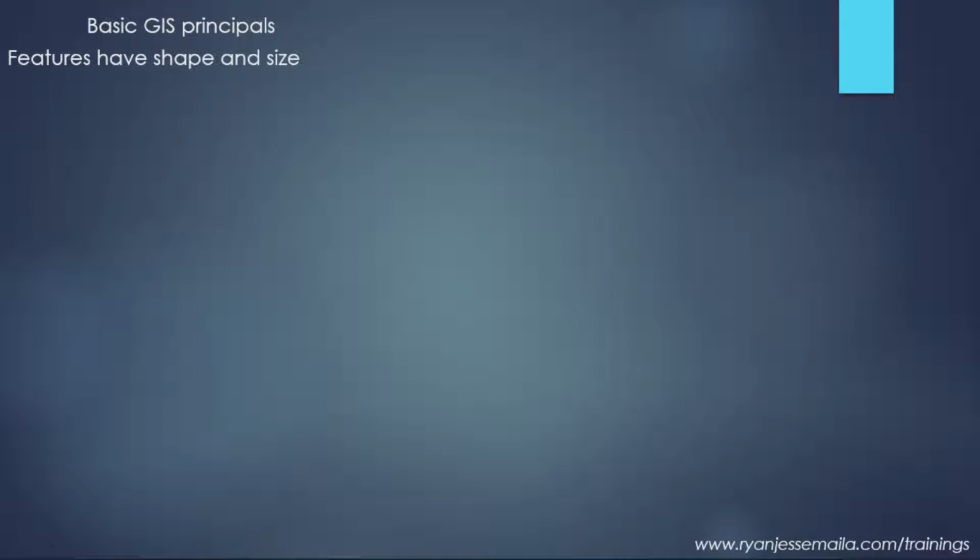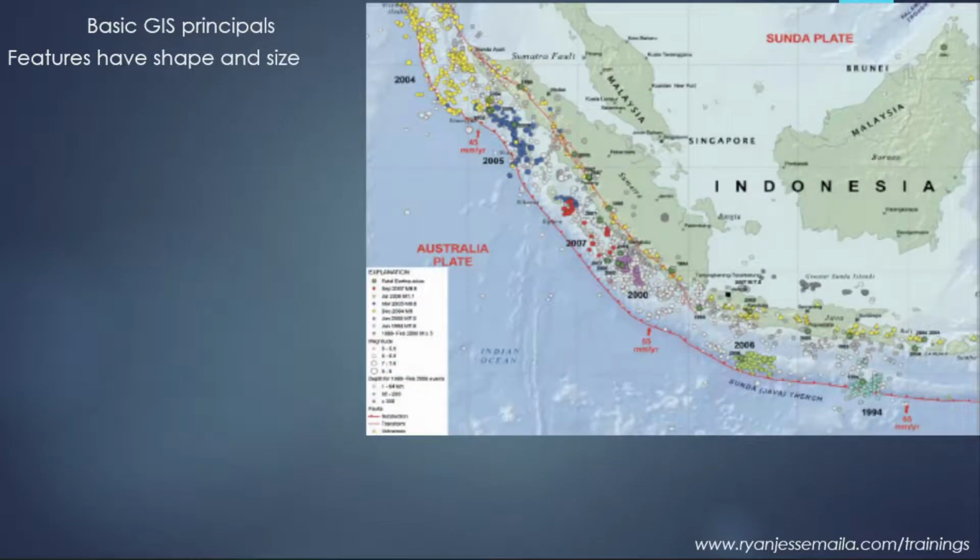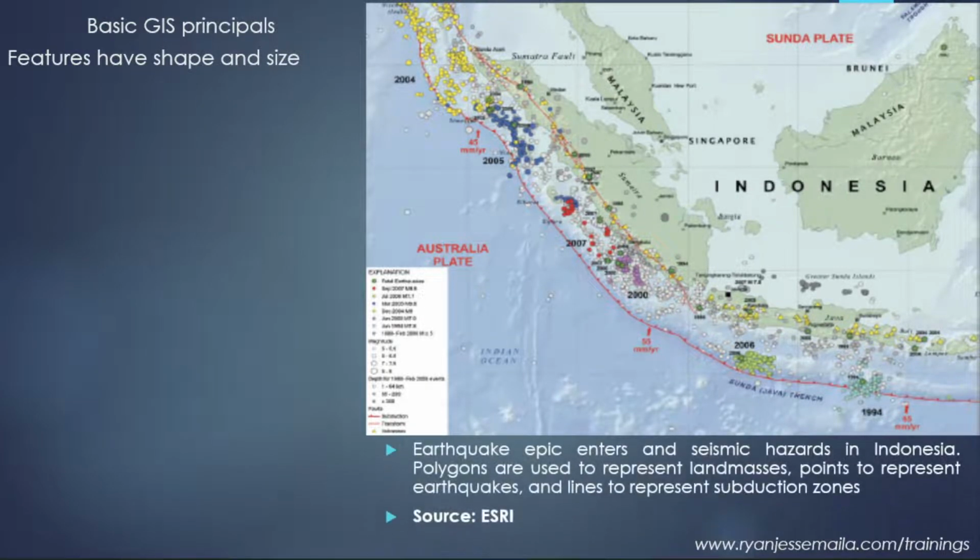It's also important that we've looked at the differences between surfaces and features. Now we are looking at how features have shape and size. So here is a map, a different map. It's an earthquake map. It shows the earthquake epicenters and seismic hazards in Indonesia. Polygons are used to represent land masses, points to represent earthquakes, and lines to represent subduction zones.